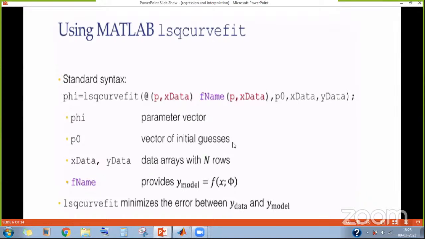And p0 is the vector of initial guesses. Over here we have to give some initial guesses, and xdata and ydata is the data that we already have with us. Okay, and phi is the answer that we will get. So what this lsqcurvefit does is that it minimizes the error between the ydata, the data that we have, and the model that we are giving. So let's go back.